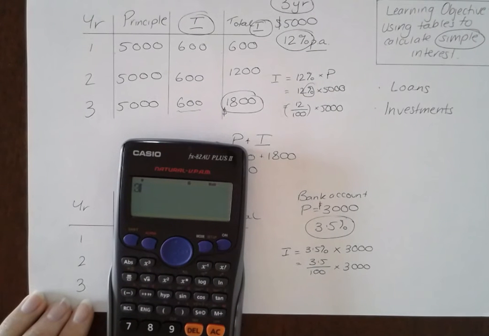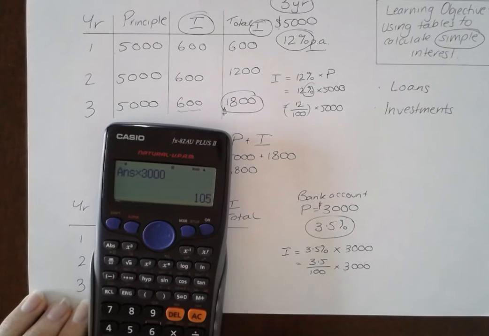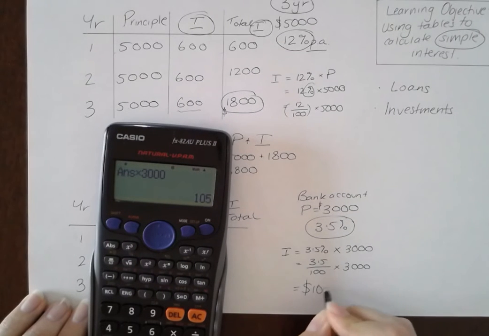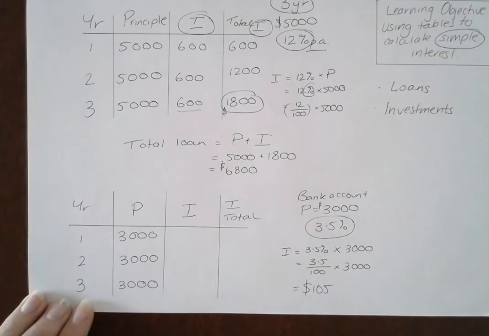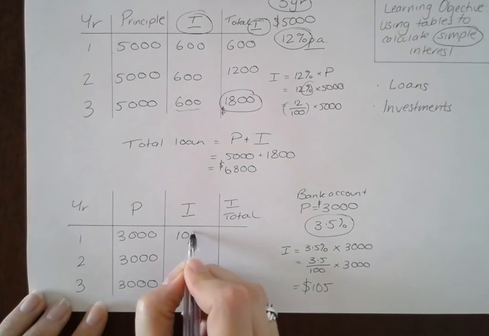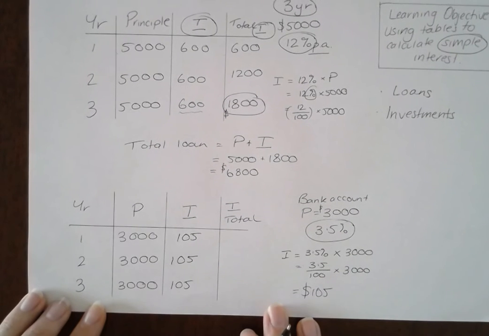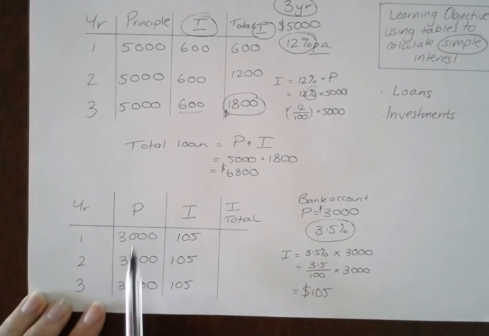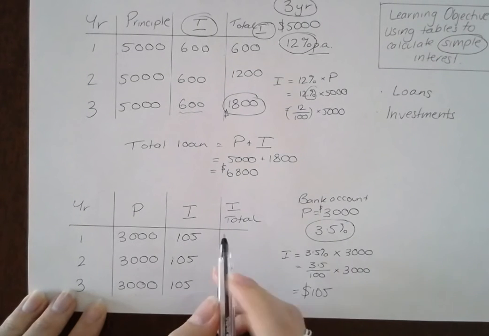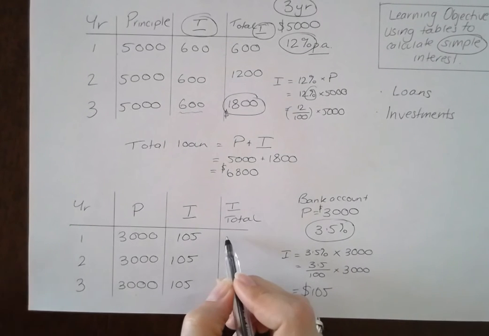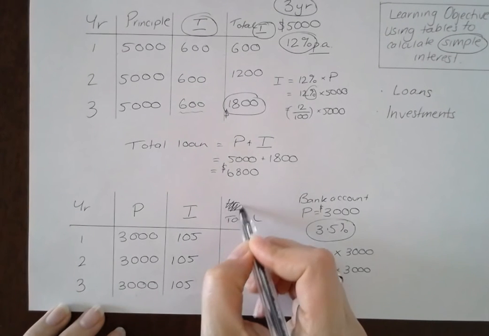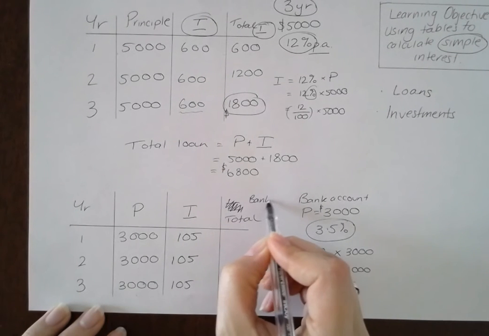Let's go again. 3.5 divided by 100 times 3,000. And that gives us $105. So our interest each year is going to be $105. They are giving us $105 extra per year to kind of thank us for giving them our money, so our bank account money. Okay, so that means after that first year, what I'm going to do this time is, instead of doing the interest total, we're going to say the bank account total.